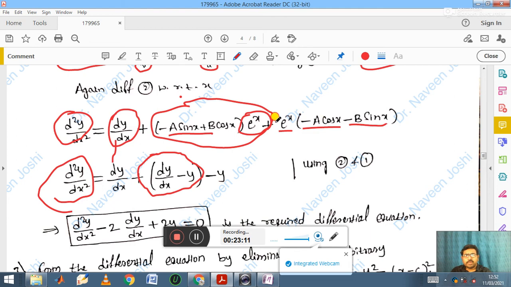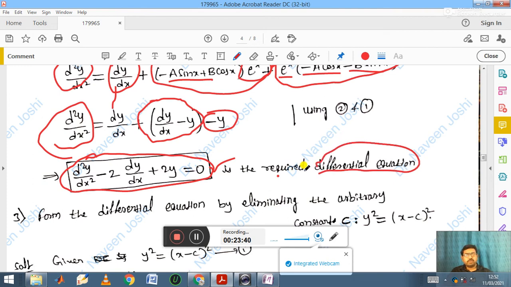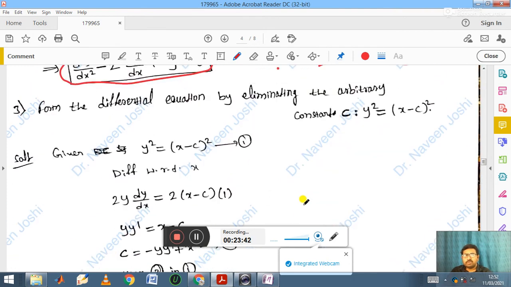minus, again you can write this whole expression. If you take minus as common, then you are getting e power x times a cos x plus b sin x. You can replace it by minus y. Then your final differential equation becomes d square y by dx square minus 2 into dy by dx plus 2y equals 0. This is your second order differential equation. This is what formation is. You go for the third one.